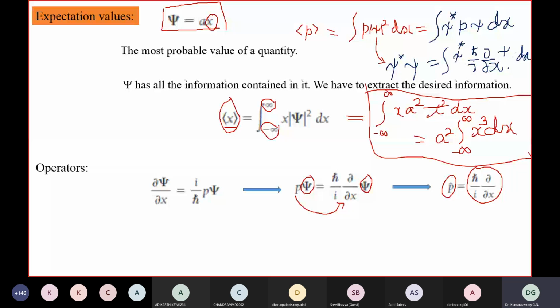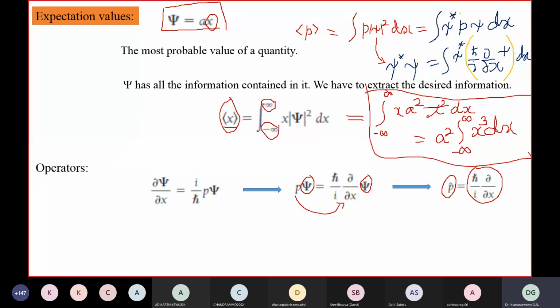P is now an equation. We love P, but instead of P, we are using the operator. We are using the operator which is equivalent to P. So this operator is now operating on psi. See here, dou by dou x of psi. So this operator is operating on psi, and we get the expectation value of P.